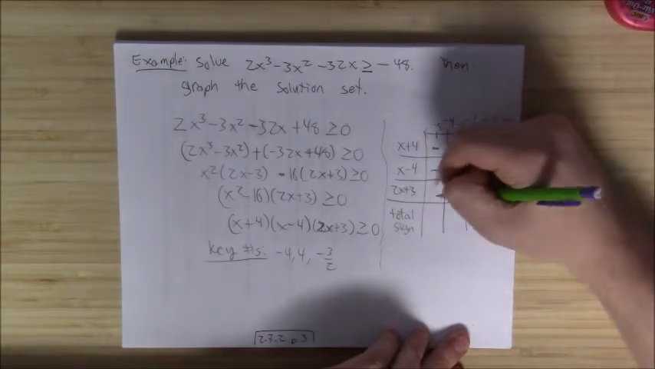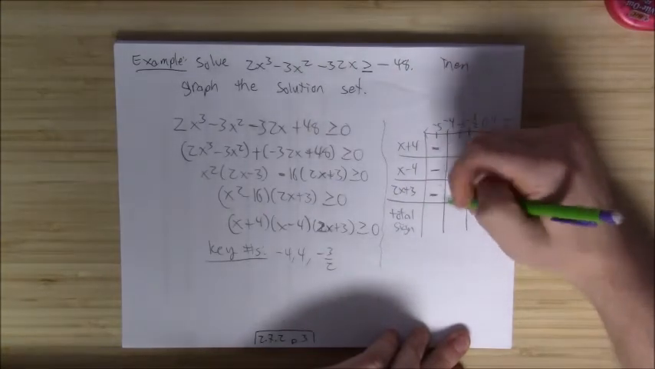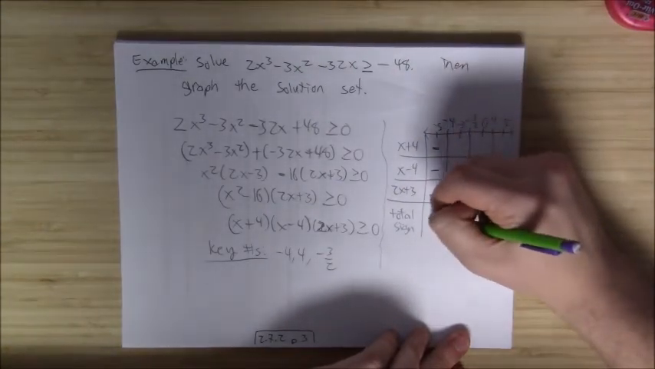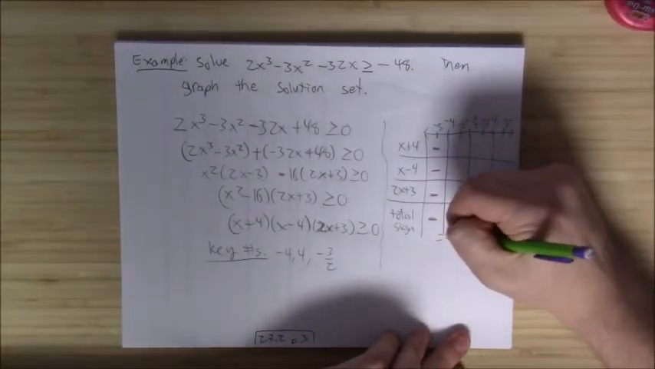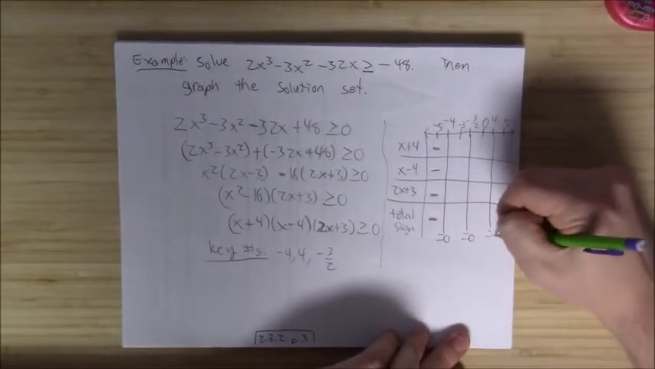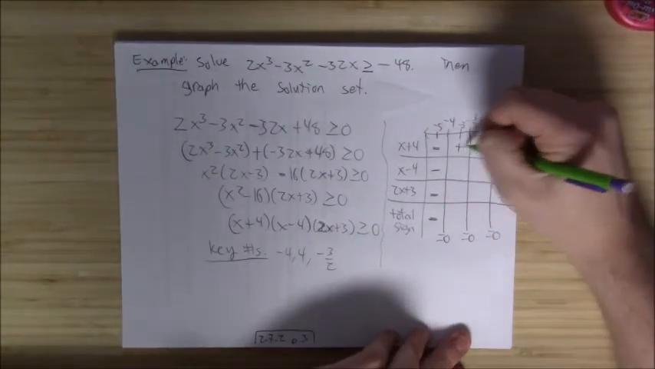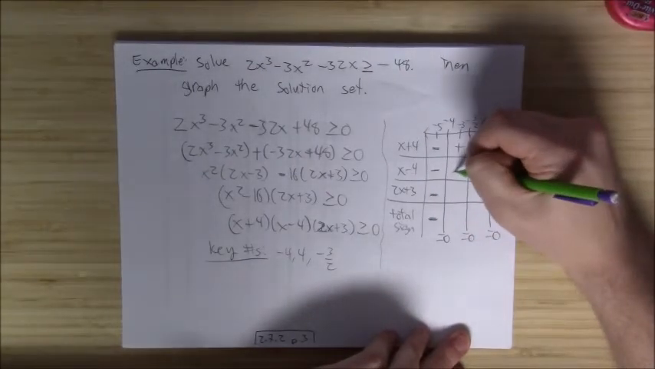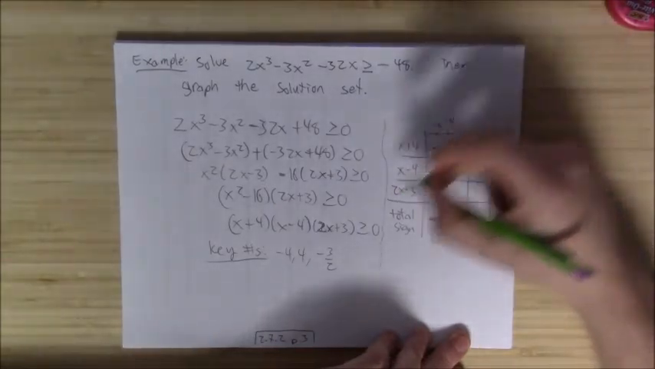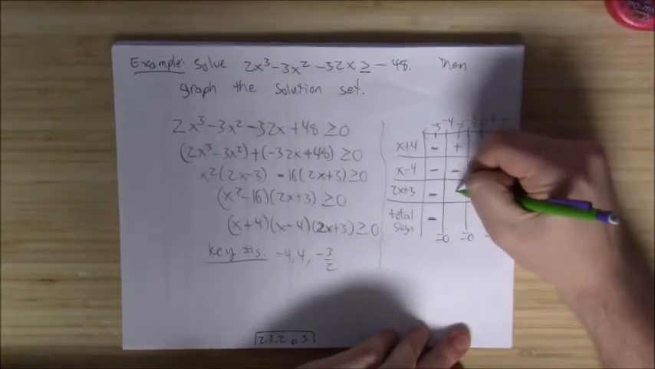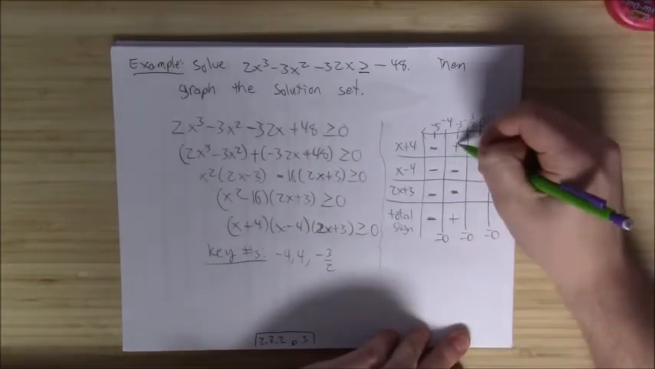Here we would get something negative. A negative times a negative times a negative gives a negative. By the way, here we know it's equal to 0, 0, and 0. Plugging negative 3 in, we get a positive. We'd get a negative. Negative 3 times 2 is negative 6, so negative, negative, negative is a negative.